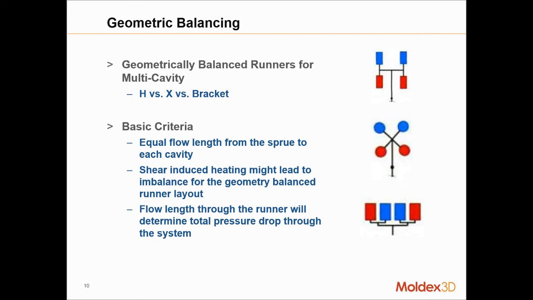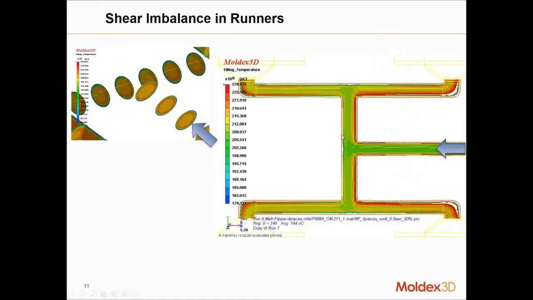All right, so now that we've talked about geometric balancing, we really want to get into shear imbalance. Shear imbalance is what's actually happening on the inside of the runner. We have a nice concentric temperature distribution. In this case, it's a cold runner system. The hot runner system will actually be kind of similar, except for the outside ring here.